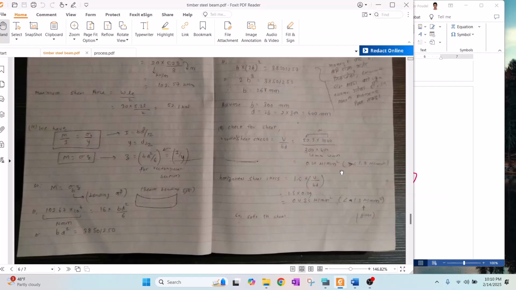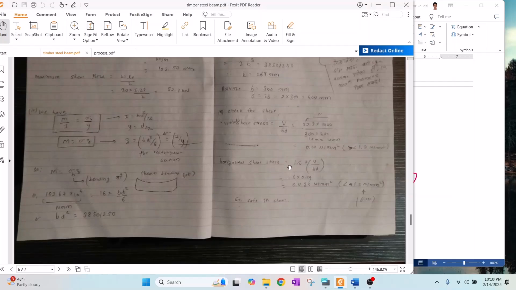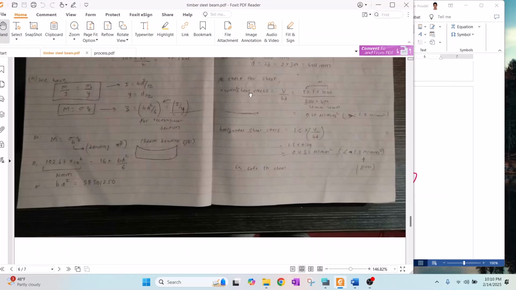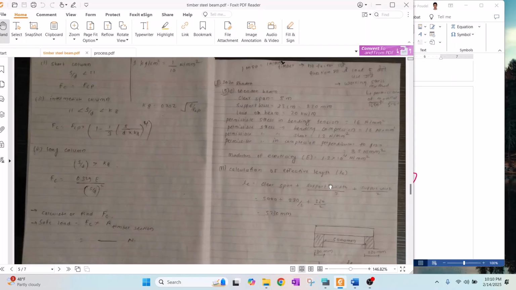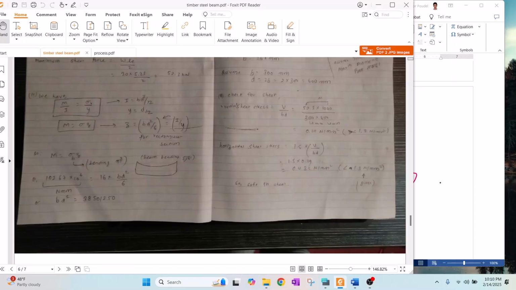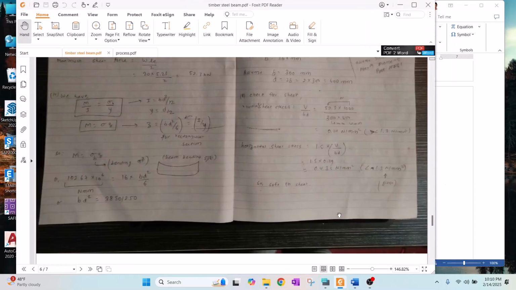And in a wooden member, the value of horizontal shear is 1.5 times the value of vertical stress. So just multiply that value of vertical shear stress by 1.5 to get the horizontal shear stress, and this is 0.435 Newton per mm square, which is safe because in the question we already have the value of permissible stress in shear, which is 1.3 Newton per mm square. So this is safe in both vertical and horizontal shear.